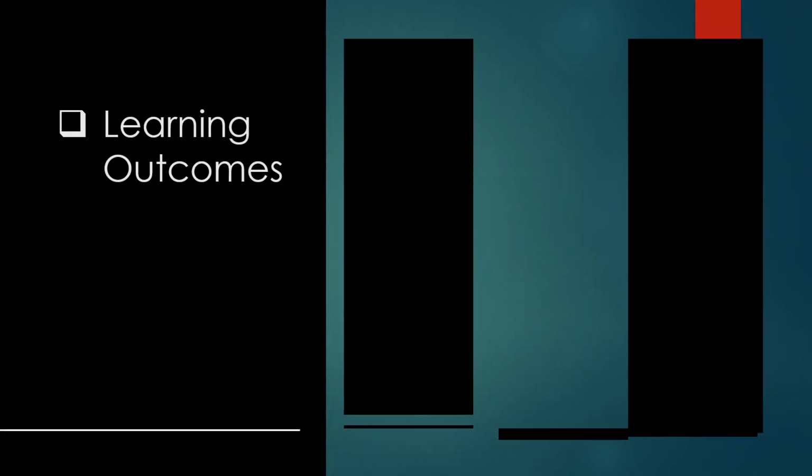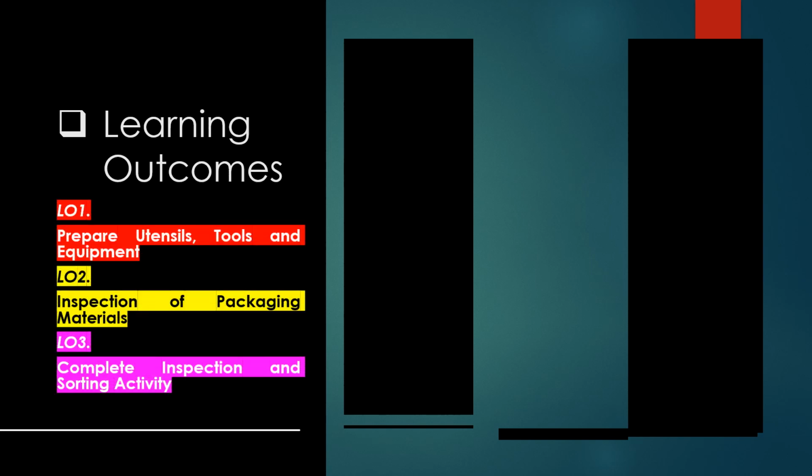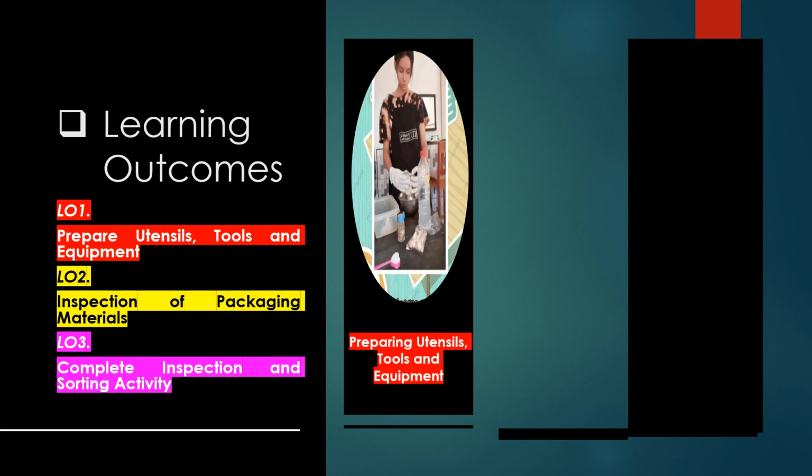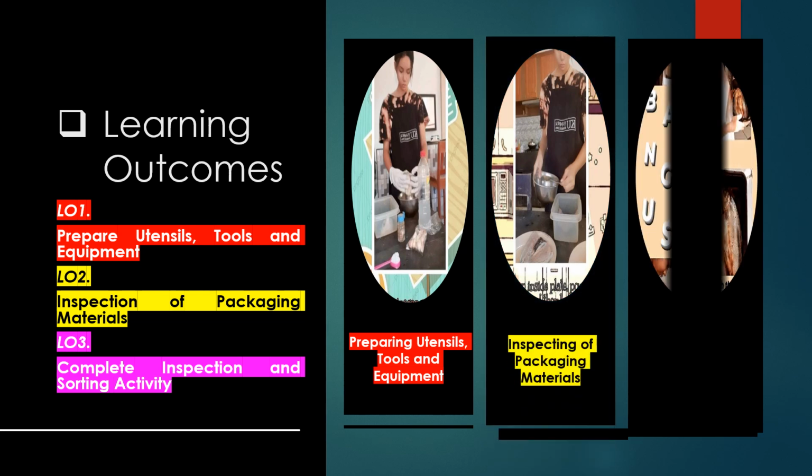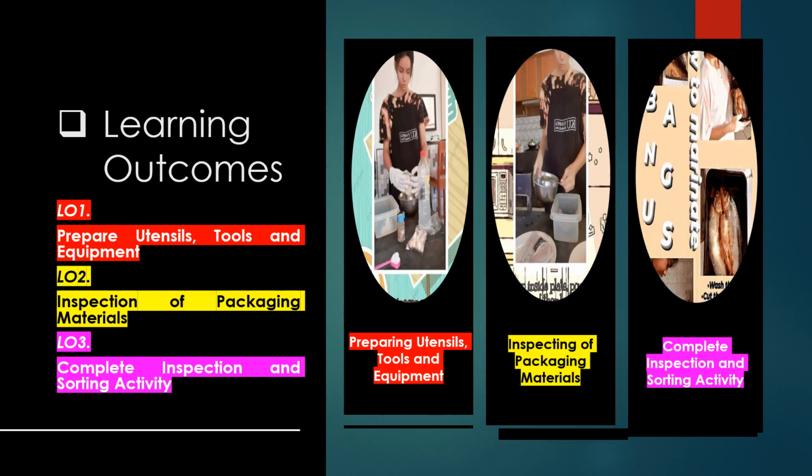We only have one module for this quarter with 3 learning outcomes. First, we have prepare utensils, tools, and equipment. Second, inspection of packaging materials. And third, complete inspection and sorting activity.